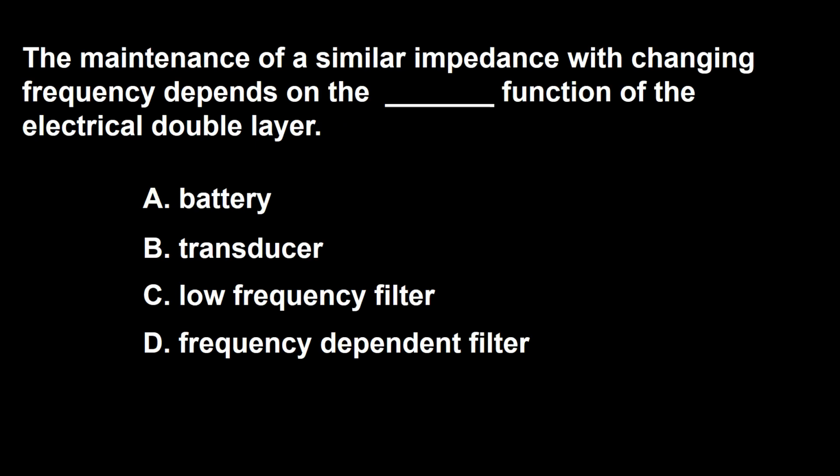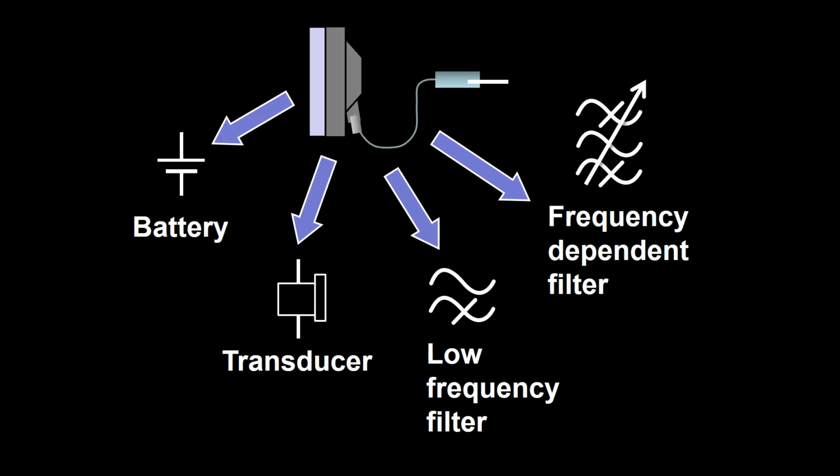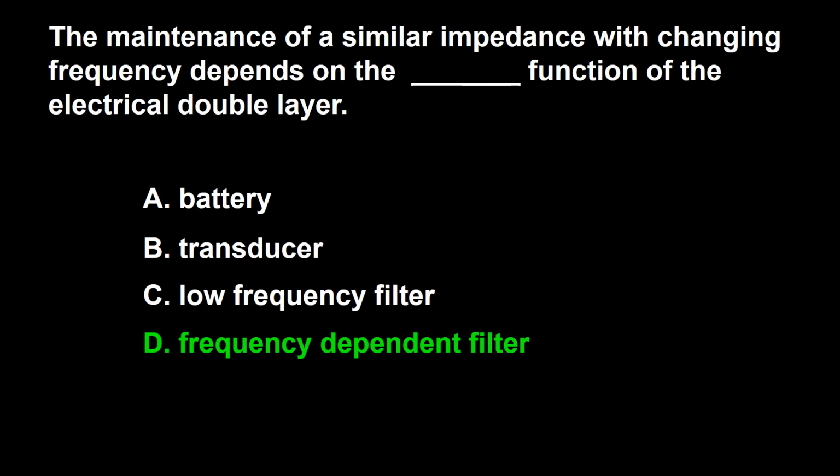Next question. The maintenance of a similar impedance with changing frequency depends on the blank function of the electrical double layer. A. Battery. B. Transducer. C. Low frequency filter. D. Frequency dependent filter. Of the four reactions that take place at the electrical double layer, maintenance of a similar impedance with changing frequency depends on the frequency dependent filter function of the electrical double layer. And remember that the frequency dependent filter is explained by the mysterious Warburg impedance. So the answer to this question is D.